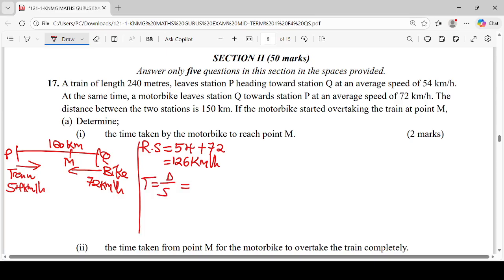Our distance here is 150 kilometers, that is the distance between the two towns, divided by the speed, which is now 126. When you take 150 divided by 126, that is like saying one whole number 4/21 hours. One whole number 4/21 hours. That is the time taken by the motorbike to reach point M.